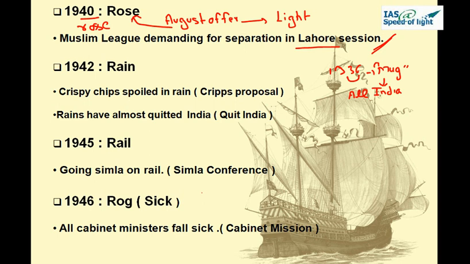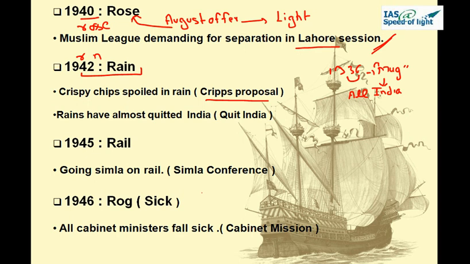Next year 42, 1942, becomes rain. R, 4 is R, 2 is N, so rain. First thing is the Cripps Proposal: crispy chips spoiled in rain. So Cripps becomes crispy, and what things are crispy? Chips are crispy. So crispy chips, you by mistake left outside, and in vain all those crispy chips got spoiled. So Cripps proposal, rain, RN, that is 42.